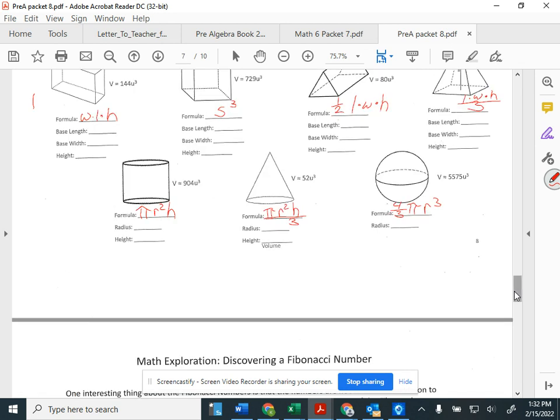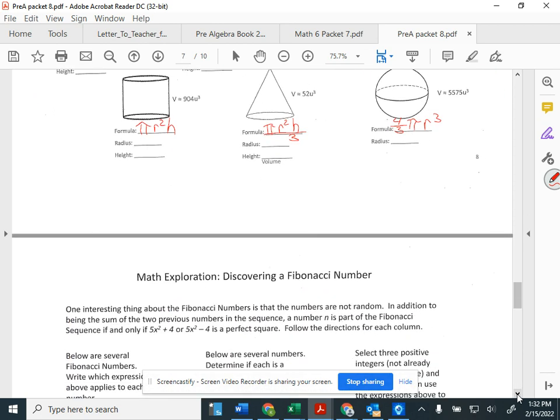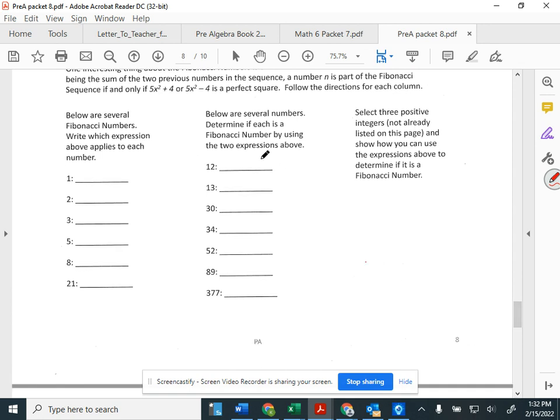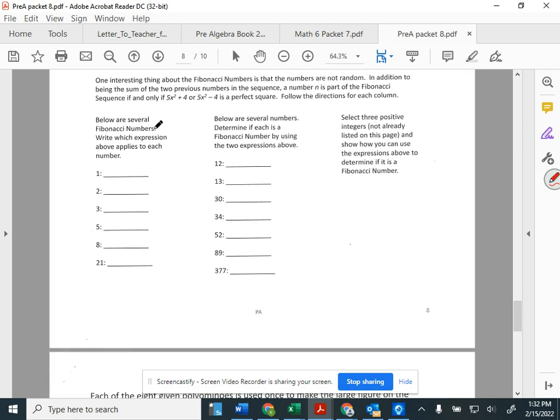Friends, listen. The Fibonacci page. Okay, Fibonacci. Below are several Fibonacci numbers. So you need to do the math that it's telling you. Read the top. Follow the directions. So it could be 5x squared plus 4, 5x squared minus 4. Your answer would be a perfect square.